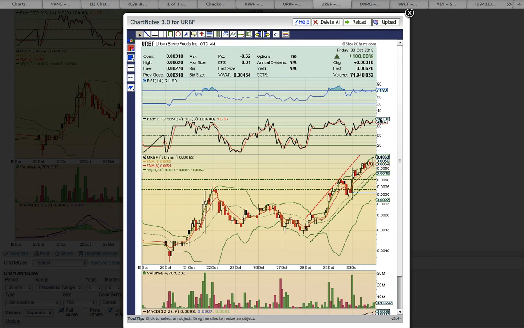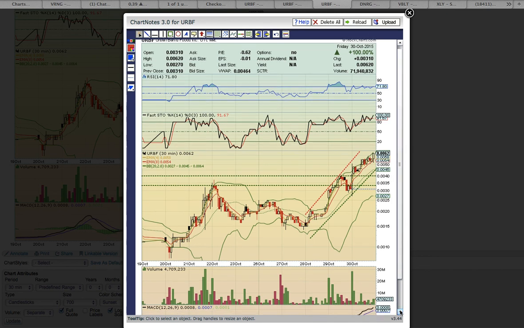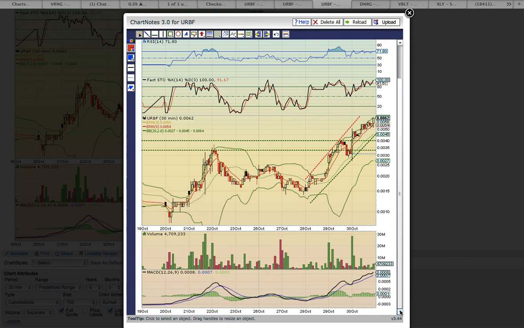So once again, you've got Fasto at 100. You've got RSI up in the overbought zone. So you know Fasto's overbought, so it's frothy. You want to look for a dip at the open on Monday, and then you've got this nice uptrend on MACD down here. So you can see MACD's trending up, and there's very good volume.